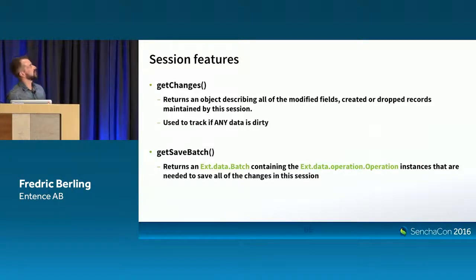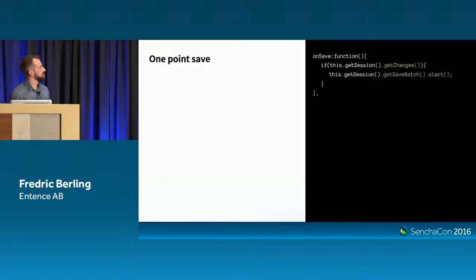What we get with the session features is two important functions. On the session, we can call getChanges, which will return an object describing all the changes. And we get getSaveBatch, which will later return start. So this gives us a one-point save. We can just call the session's getChanges, or getSaveBatch().start(), and everything will fire off. I will show you this.